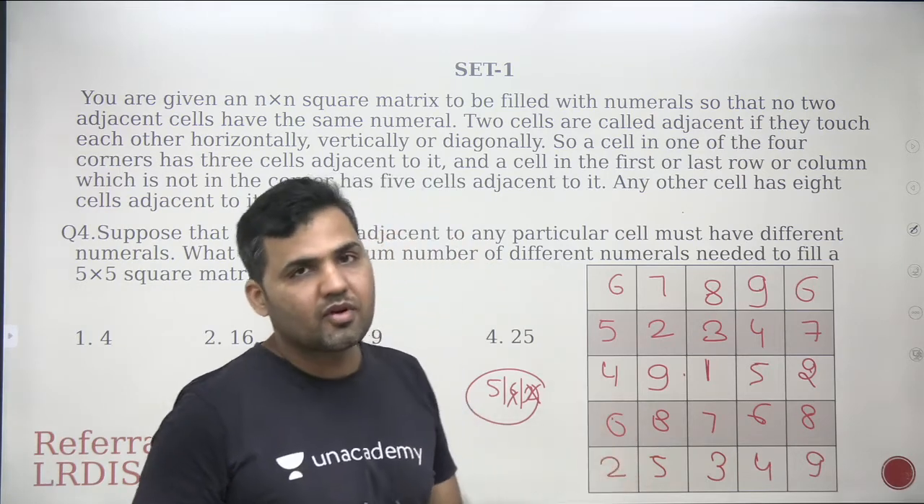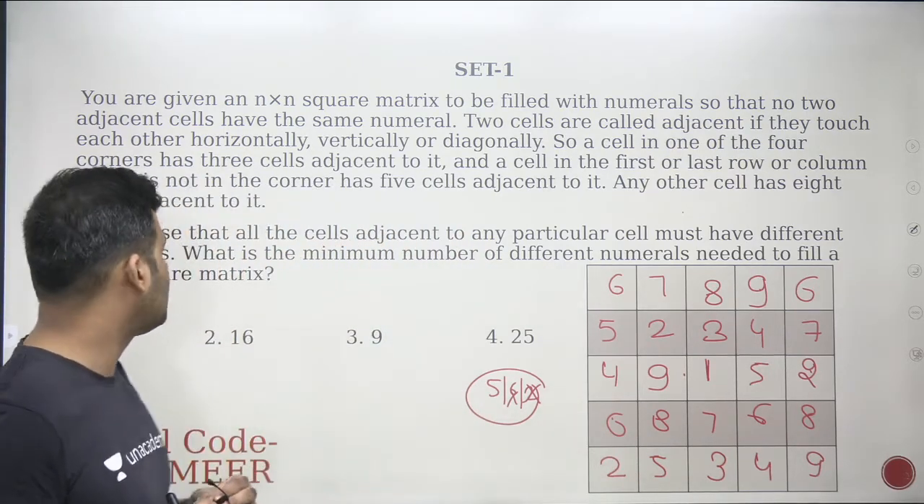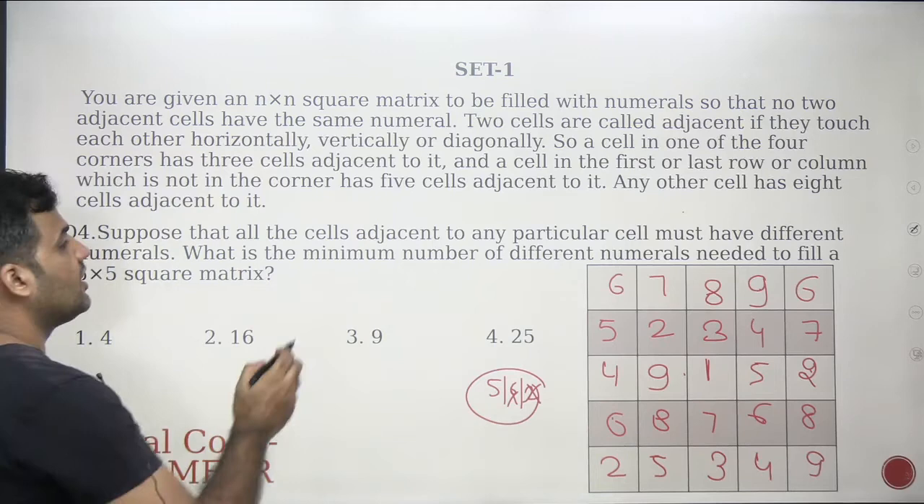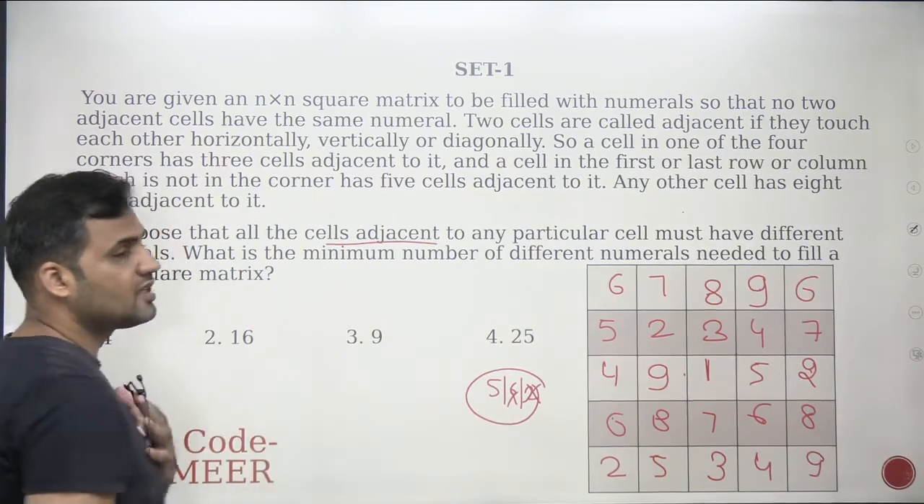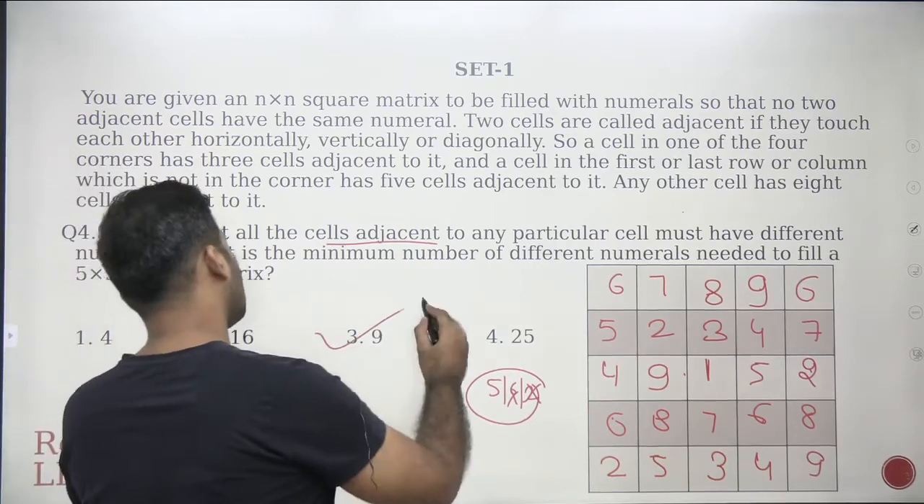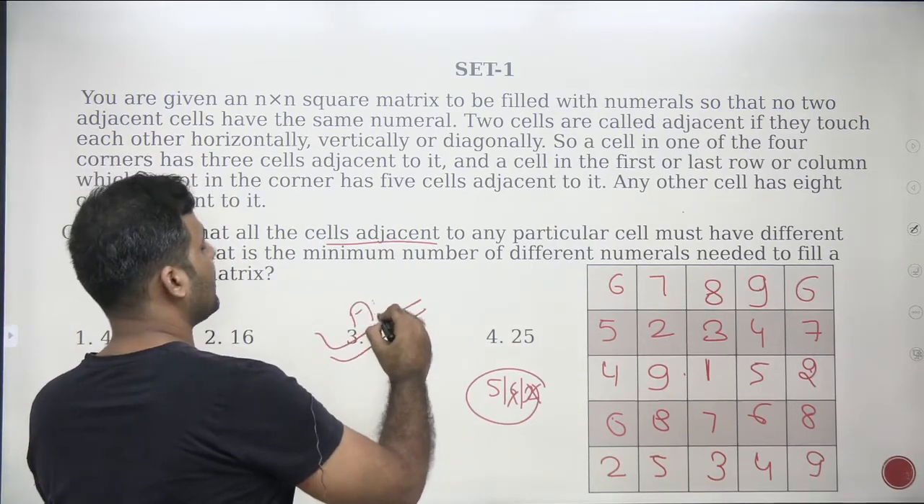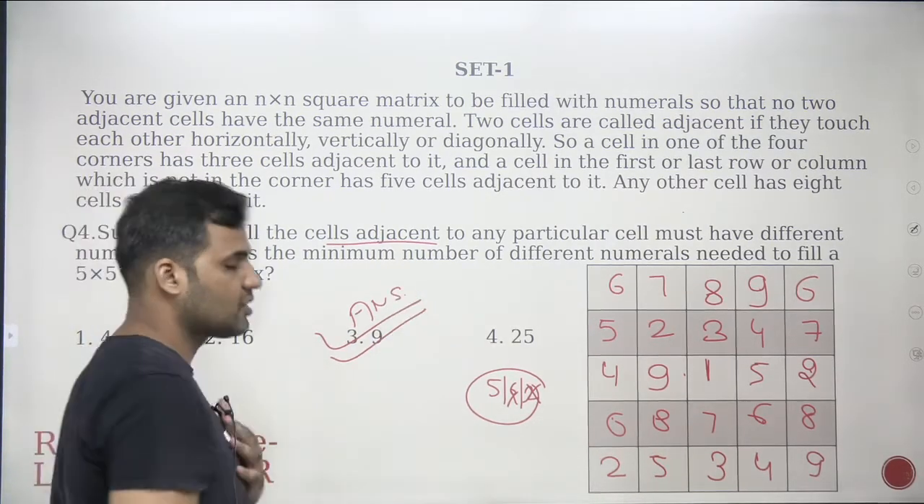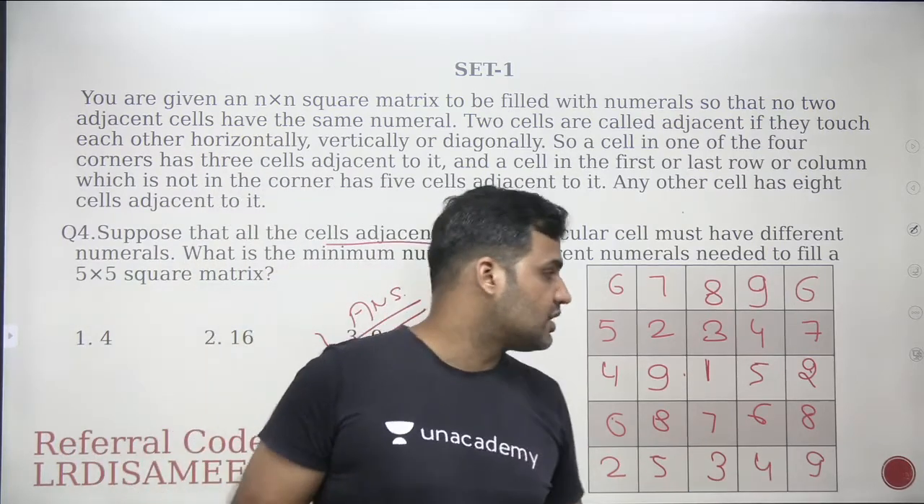So the minimum number of numerals that are required to fill a 5 by 5 square matrix with the condition that adjacent cells will have different numbers, the minimum number required is 9. So 9 is the answer to the question. That's it. So this is all of question number 4.